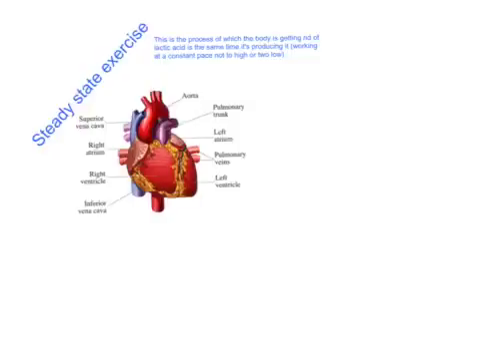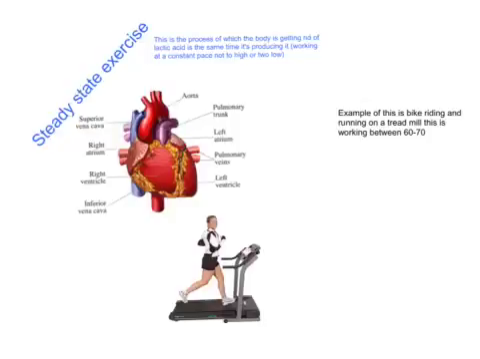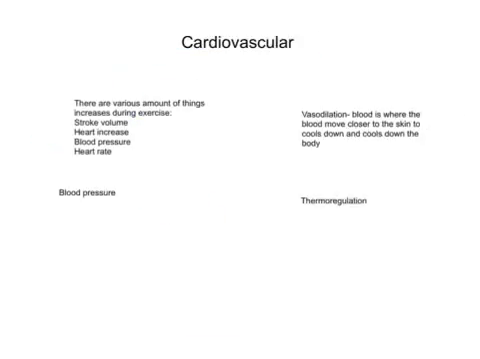Definition of steady state exercise is when your body is producing lactic acid at the same time it's removing lactic acid. This is an aerobic exercise because oxygen is used to remove lactic acid. This happens when you're working between 60 to 70% of your maximum heart rate. An example of this being executed in a gym is running on a treadmill or riding a bike. This is because it allows you to set the pace that you're going at.